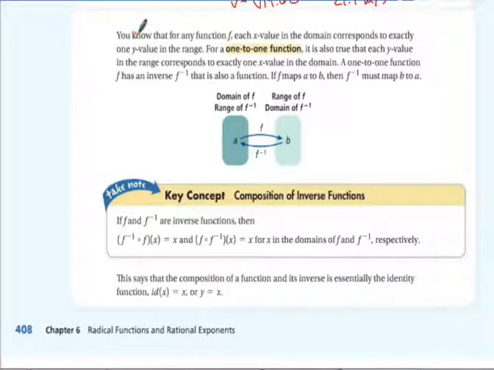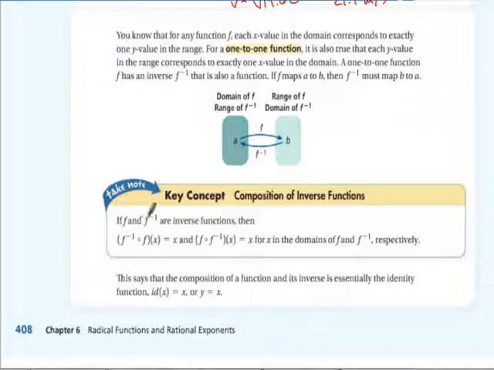You know that for any function f, each x value in the domain corresponds to exactly one y value in the range. For a one-to-one function, it is also true that each y value in the range corresponds to exactly one x value in the domain. A one-to-one function f has an inverse, f inverse, that is also a function. If f maps a to b, then the inverse must map b to a.